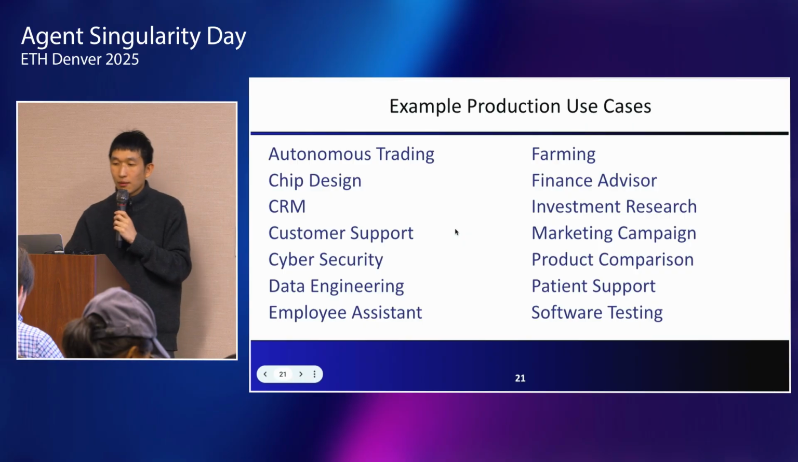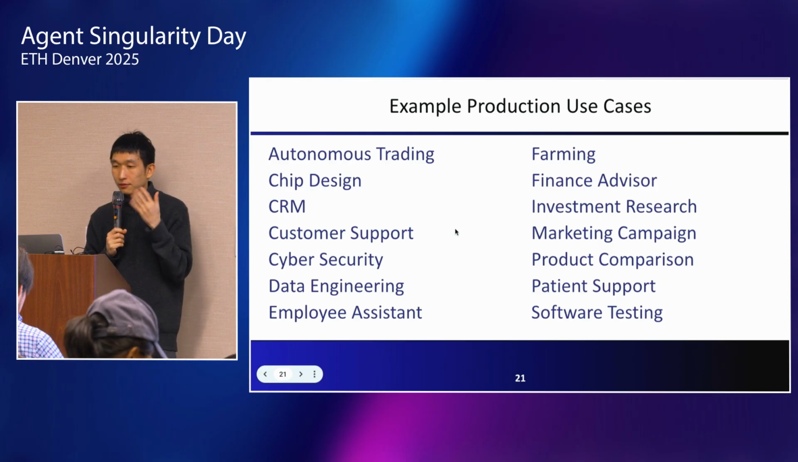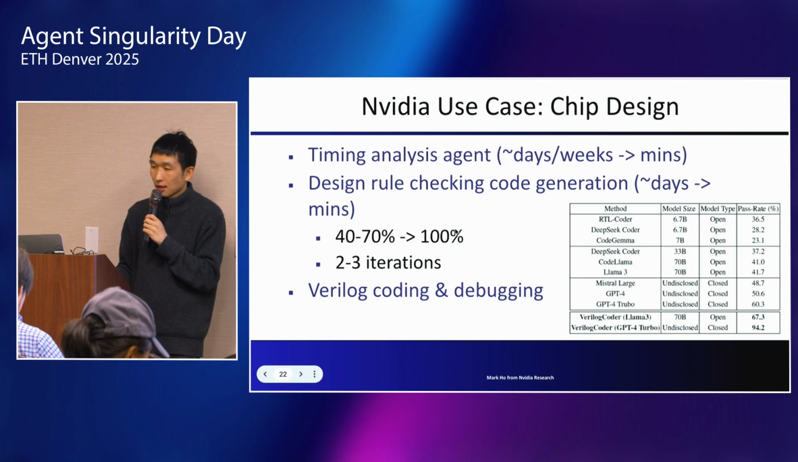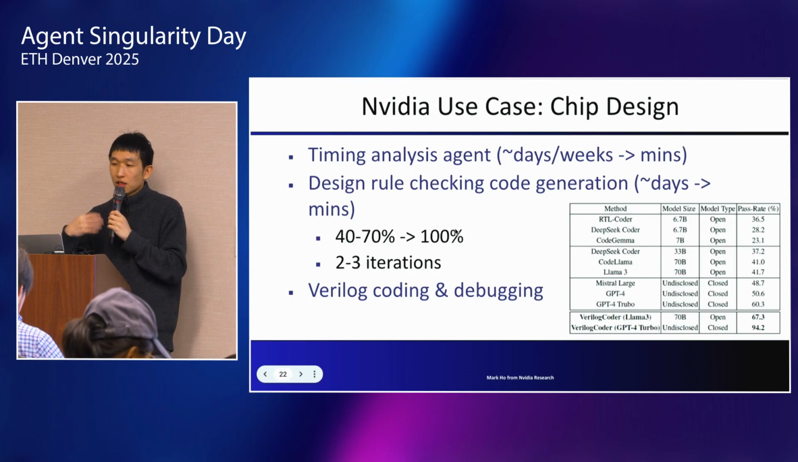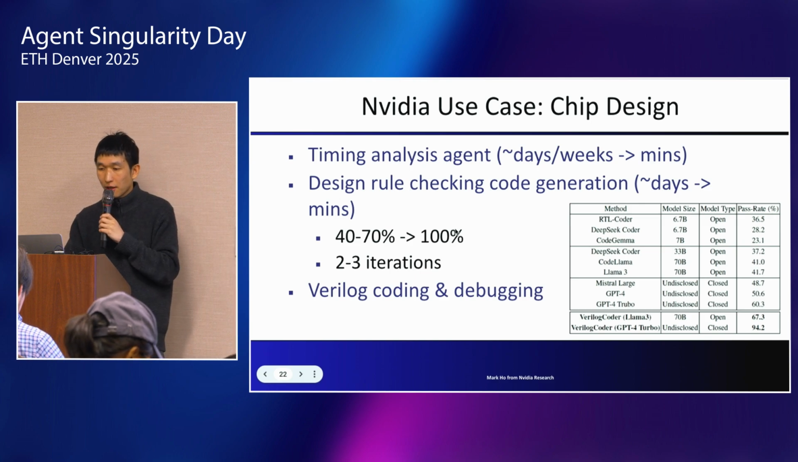But here are more example production use cases we already know, and they span very different domains. For example, this NVIDIA use case is really interesting. They use agents to help the chip designers reduce the time from days or weeks to several minutes, and in multiple production use cases already.